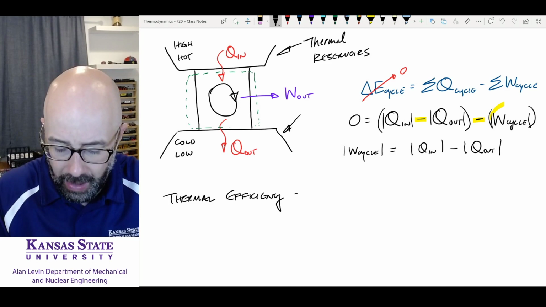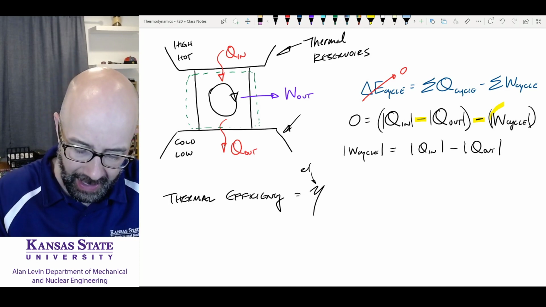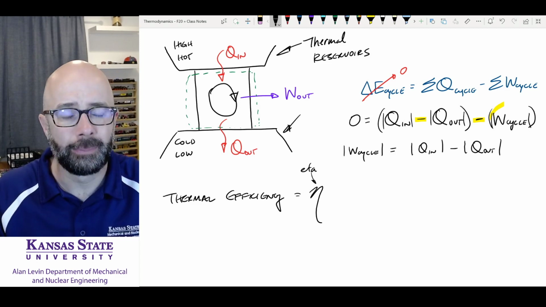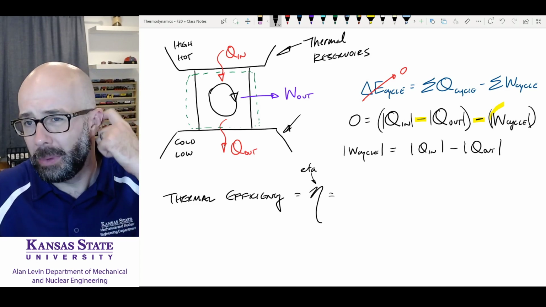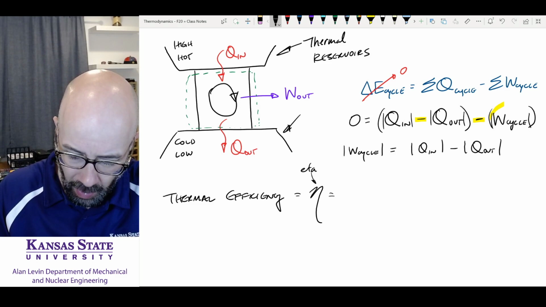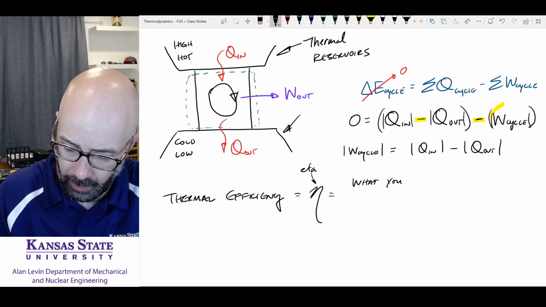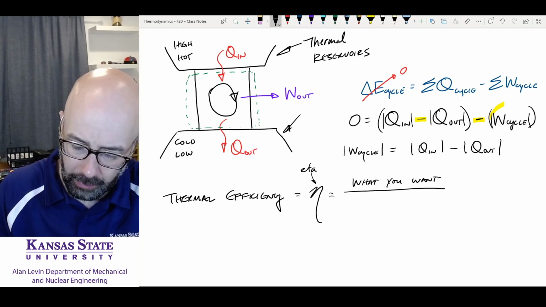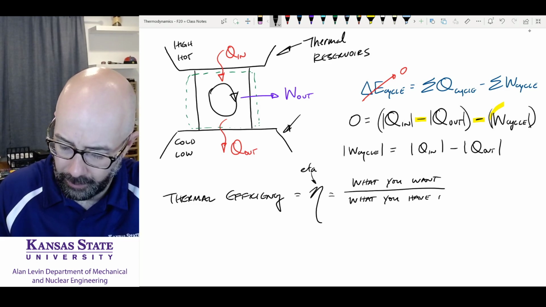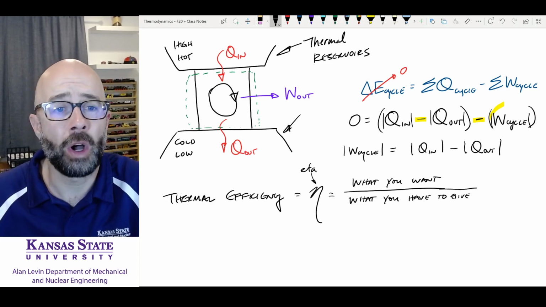Thermal efficiency, and we're going to call that thermal efficiency eta. This is an eta, which is just a fancy N. Eta. When I think about thermal efficiency, what I'm going to think about in words is what you want over what you have to give. Efficiency is what you want over what you have to give. Sometimes I just say want over give.